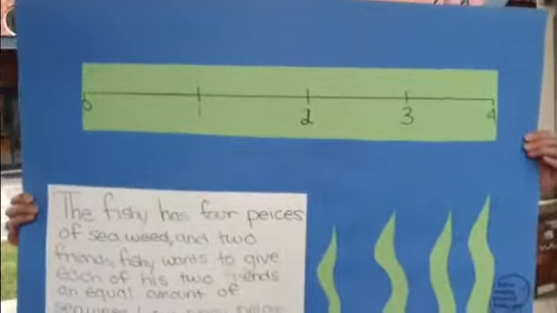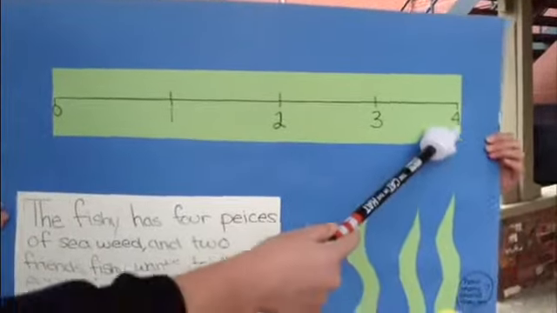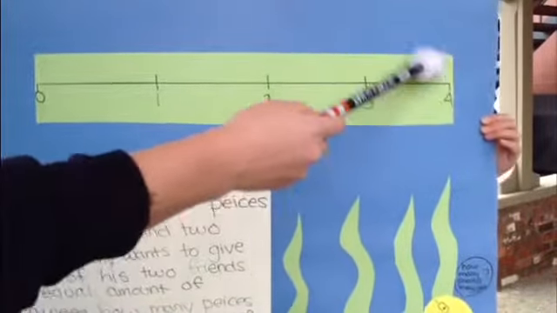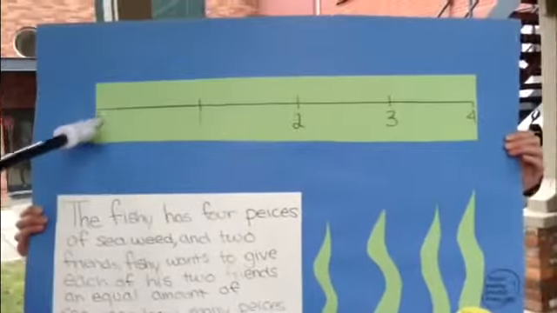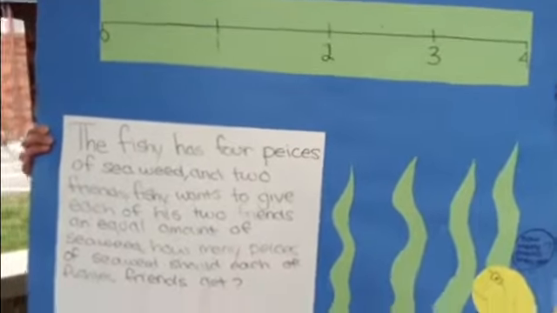You start off with 4 pieces of seaweed and divide it equally into 2 groups. 1, 2. So in each group there is 2. So 2 pieces of seaweed for each friend.